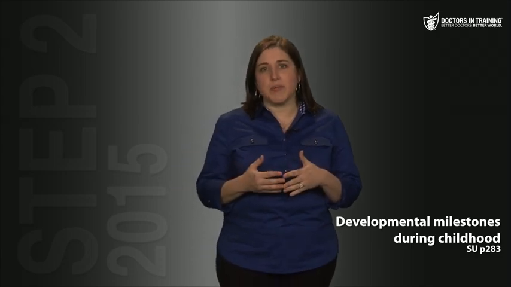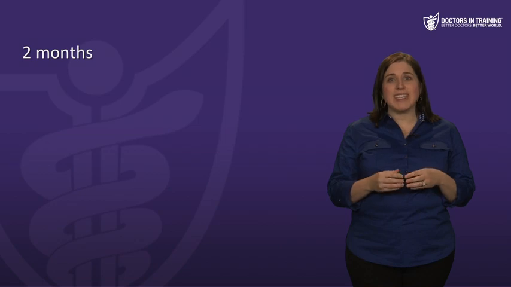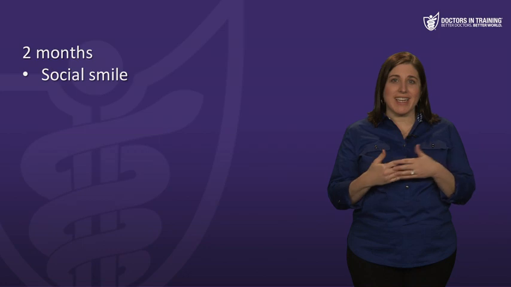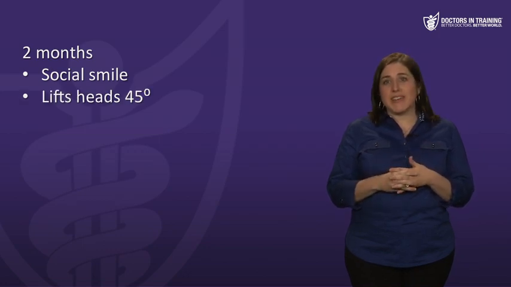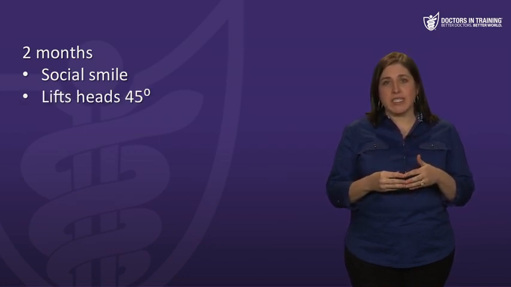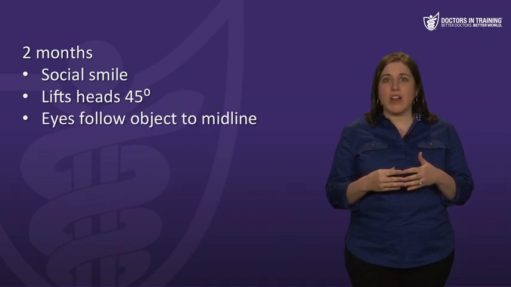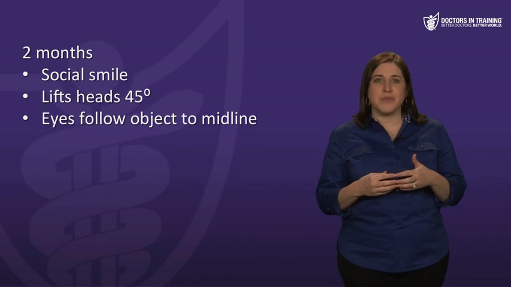You're not going to have the 3, 4, or 5 that you may have had on step 1, so it's not as high yield as step 1, but it's still worth going over. The highest yield ones are the gross motor and fine motor milestones. At 2 months, these kids will do a social smile, meaning you smile at them and they smile back. For gross motor, they can lift their heads to 45 degrees, and for fine motor, their eyes follow an object to the midline. They aren't talking yet, but they do coo.